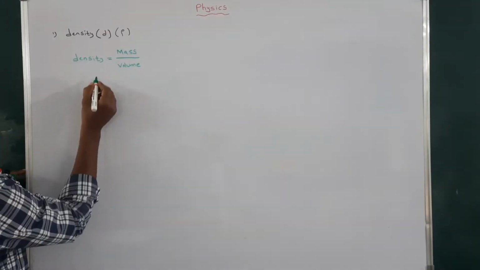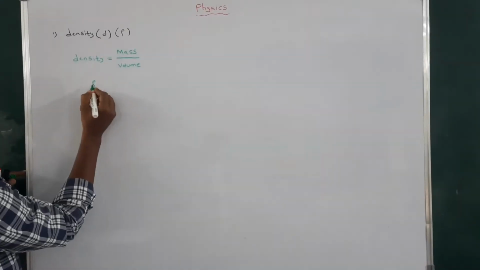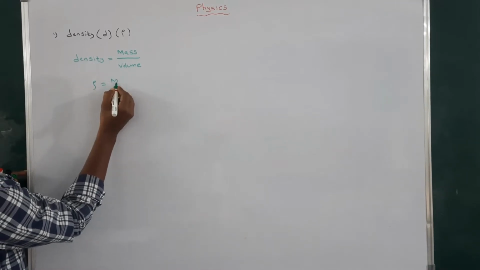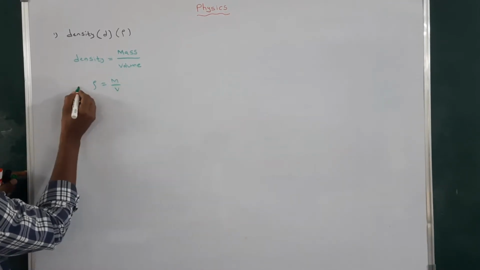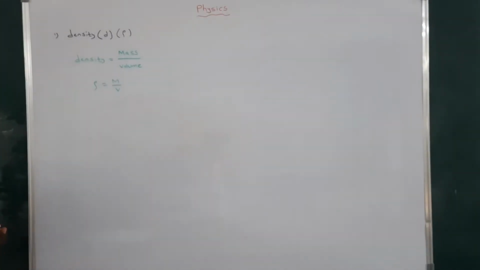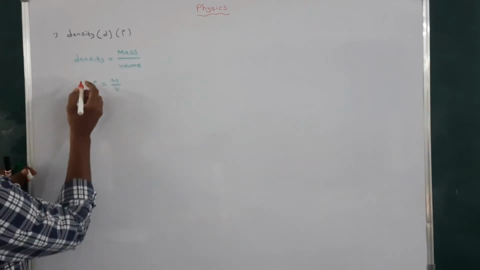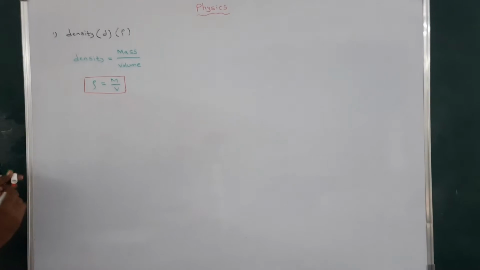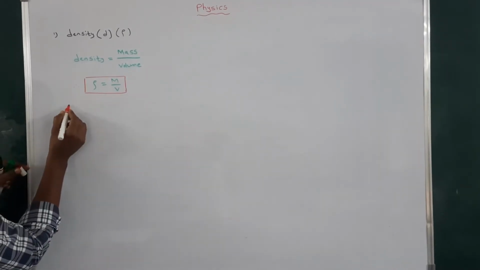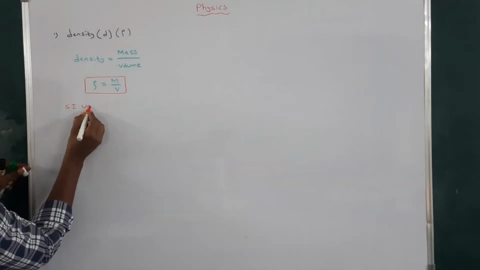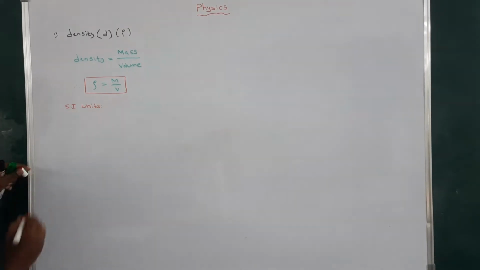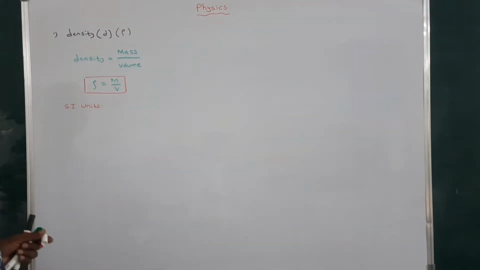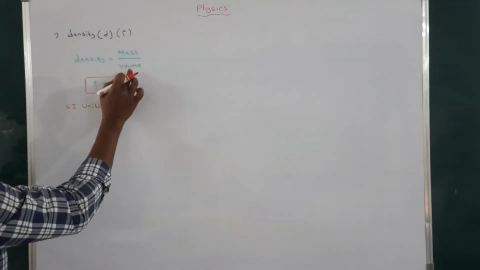Density is represented by d or rho. So rho is equal to m by V. This is the principal formula of the density. Now we can write the SI units of the density. Simply, how is it defined? Density means mass per unit volume.